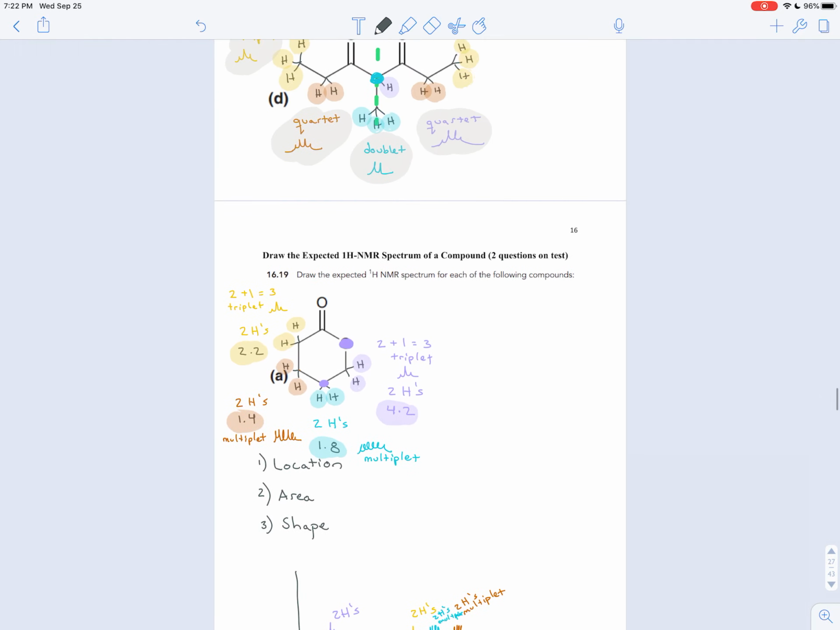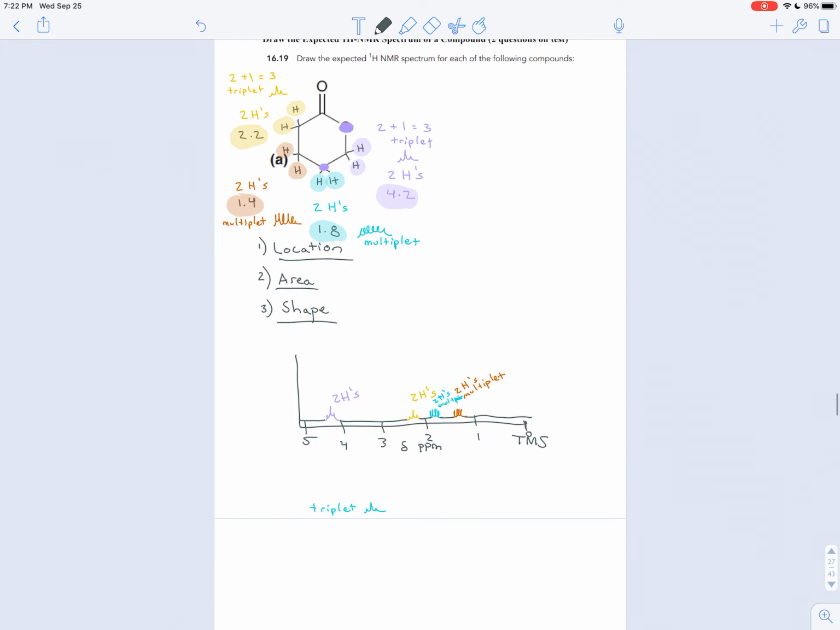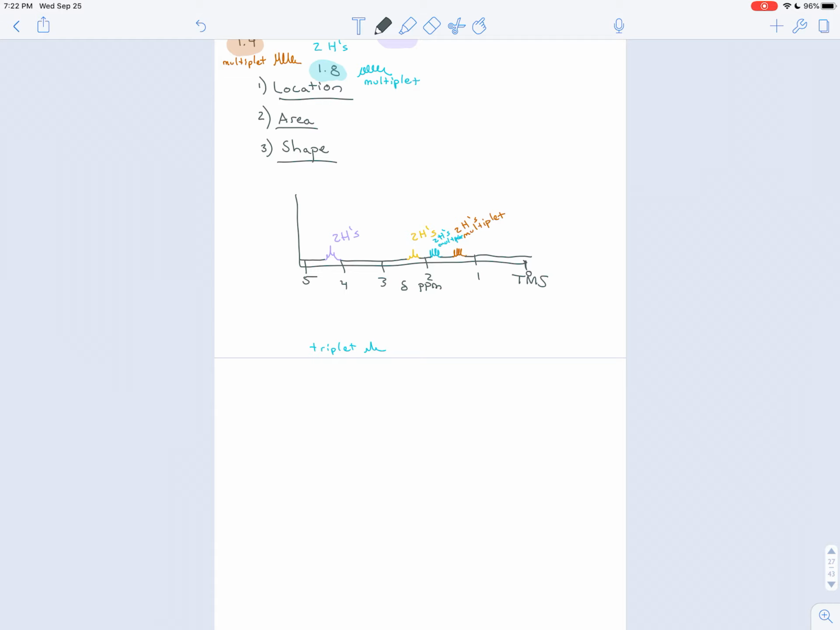So the general steps for drawing the expected H-NMR spectrum: draw the hydrogens. Find out how many are in different environments, then you know your number of peaks. For each peak, find the location, the area, and the shape, and then just draw them on the spectrum.